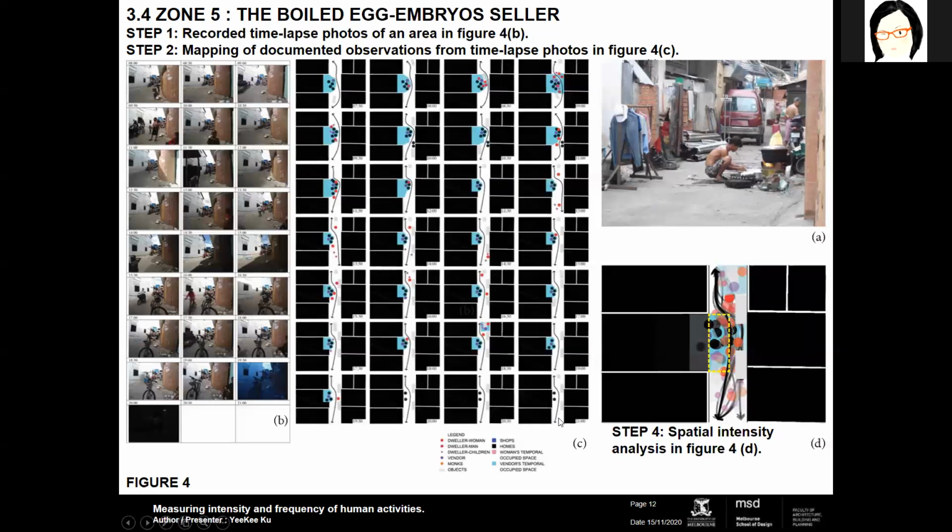Now is the zone 5. Step 1 is the recorded time-lapse photos in figure 2A, 4A.